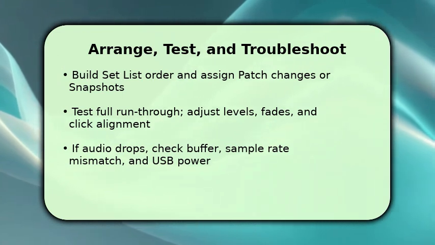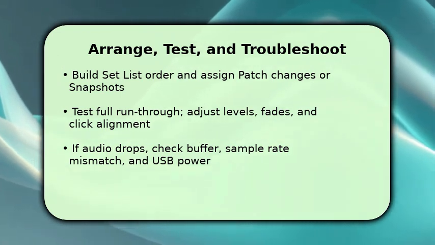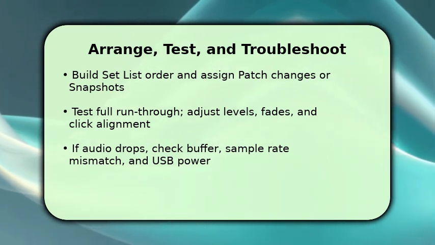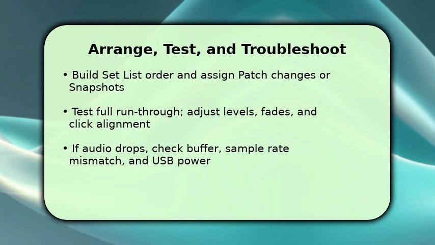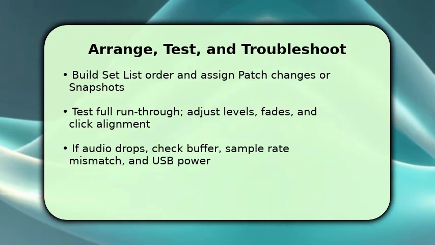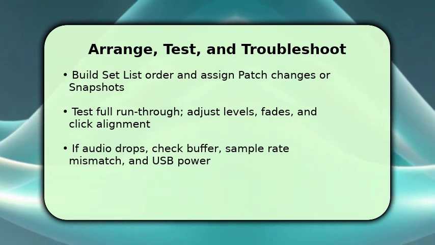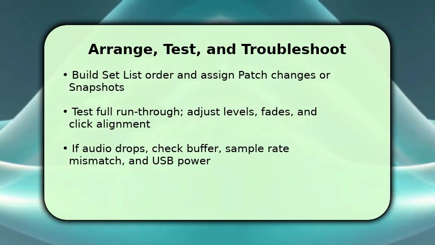If something goes wrong, audio dropouts or glitches, first check buffer size and sample rate mismatch. Then verify USB power for interfaces and disable unnecessary background apps. This closes the loop so your backing tracks perform reliably live.